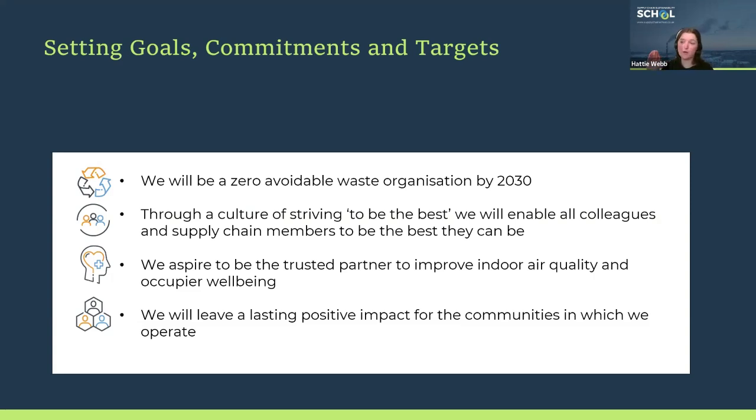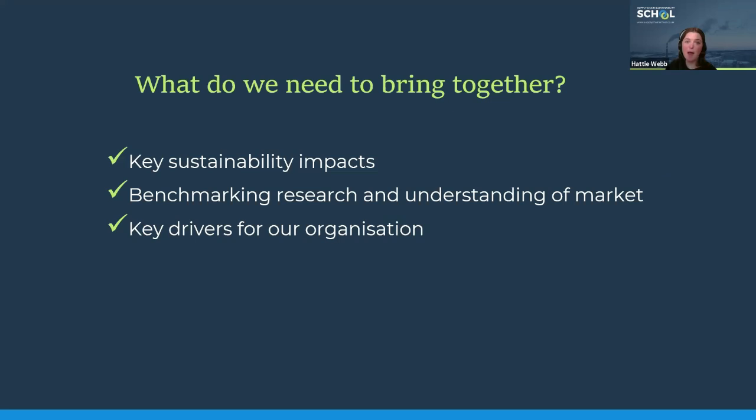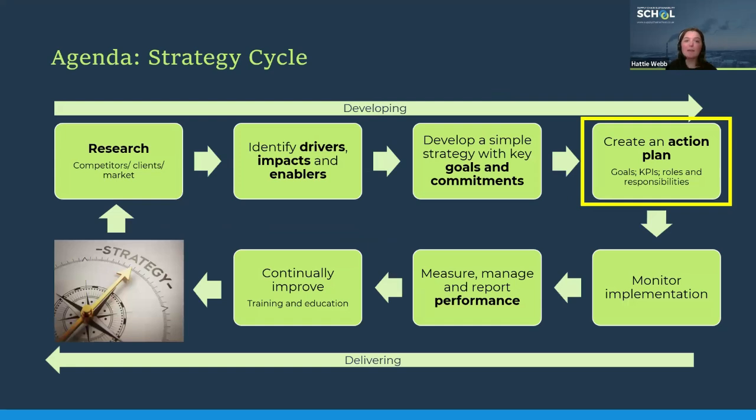So you can see their wider goals here have pointed to all elements of sustainability: the environmental side, including the waste side of things, and also the people side as well, and the communities in which they impact. So far we've looked at research, looking at what your clients and competitors are doing. We've looked at what's driving you currently and in the future, and we've also looked at key sustainability impacts and enablers. And now let's have a look at creating an action plan.